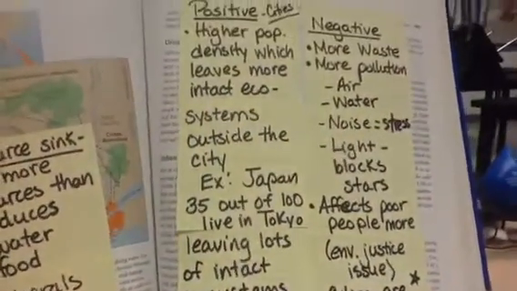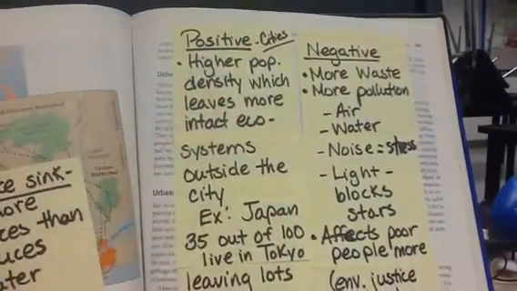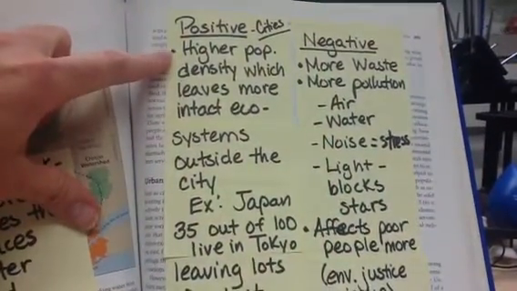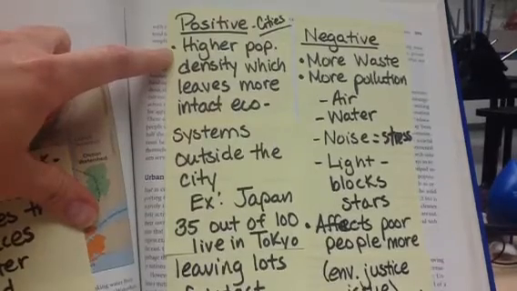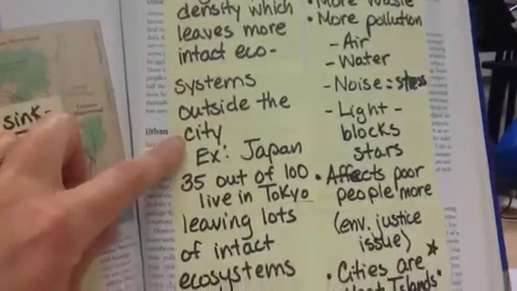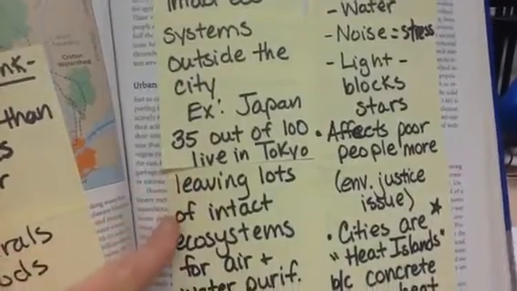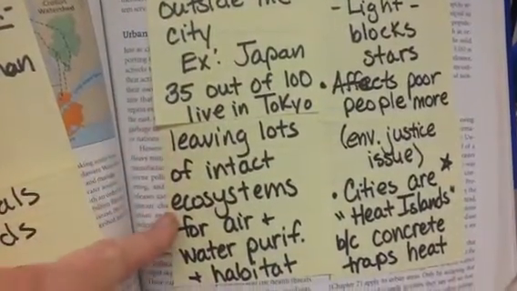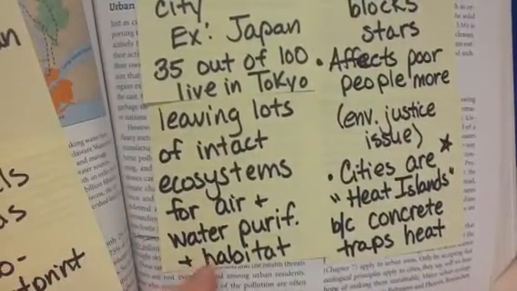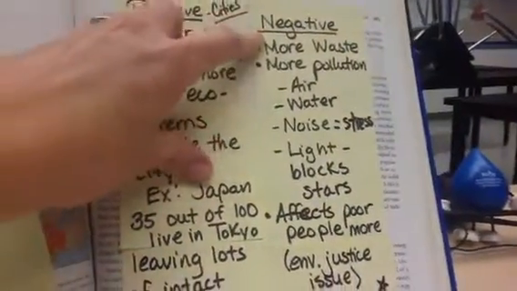All right, here's a big long list. Positives and negatives for cities. So this is all cities, positive things of cities, and you have a big column of negative. Let's go through the positive. Positives for cities. Higher population density, which leaves more intact ecosystems outside the city. For example, in Japan, 35 out of 100 people live in Tokyo, which means it leaves lots of intact ecosystems and forests and wild areas for air and water purification and habitat for animals. That's a good thing.